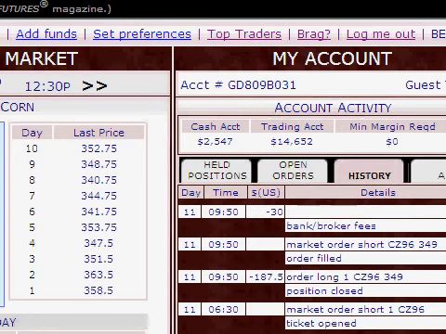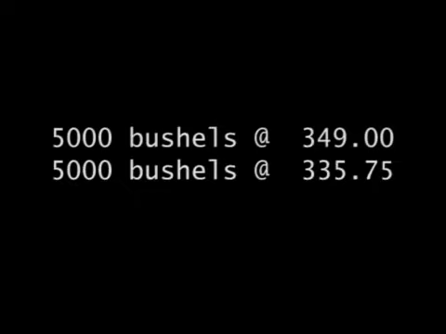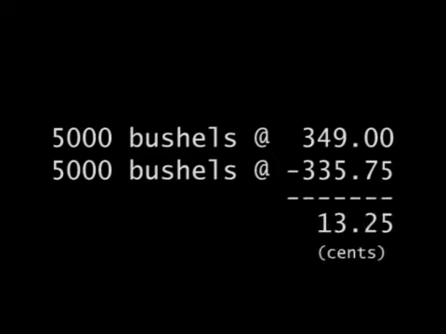We went long on 5,000 bushels of December 96 corn at $335.75. After 4 days, we went short on 5,000 bushels of December 96 corn, and the price was $349. So we bought it at $335.75, and we sold it at $349. Easy so far? Subtract the long position from the short position to get the change in price, which is $13.25. That's 13 and 1/4 cents. And yep, that's our gain, 13 and 1/4 cents.